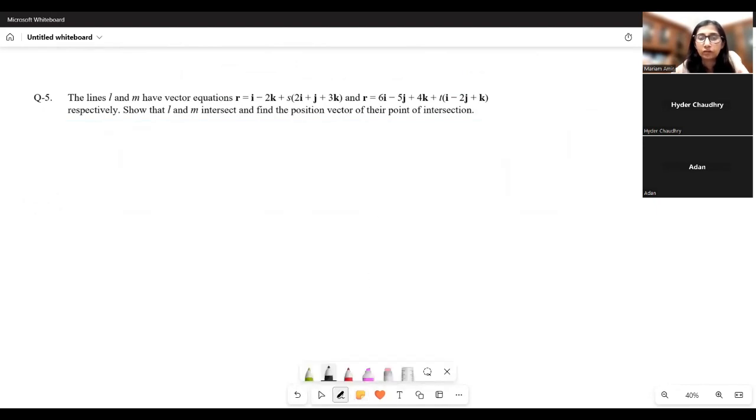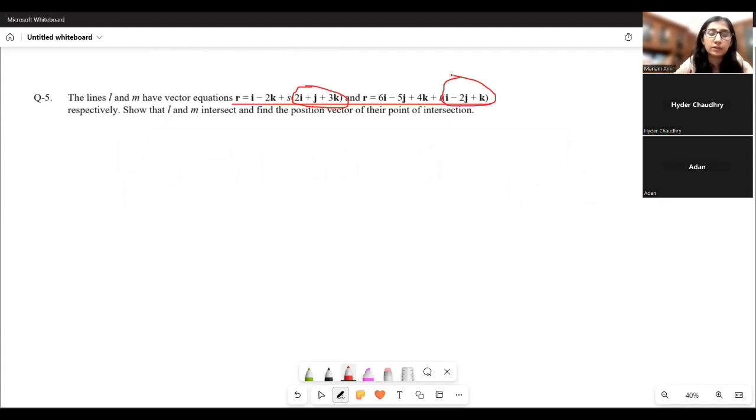Okay. So you haven't been asked to show if the lines are parallel. If this had been asked, first you would have checked if these two direction vectors are scalar multiples of each other. And if they were scalar multiples of each other, you would have said that yes, they are parallel. Anyway, that is not really related to this question.